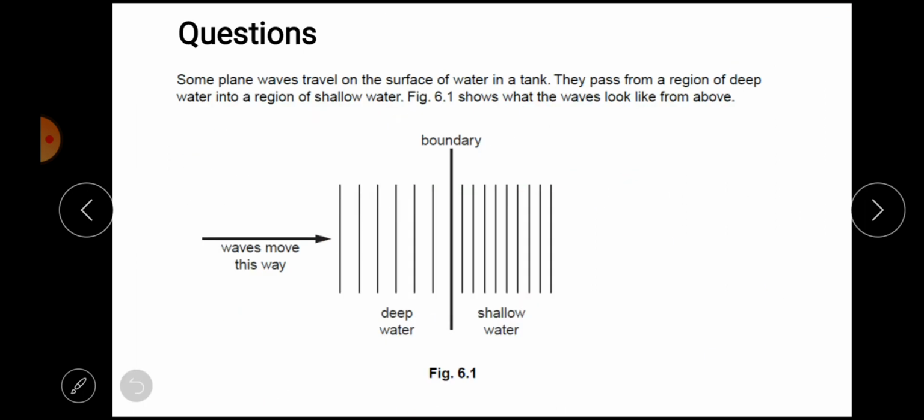All right, so here let's look at these example questions. Some plane waves travel on a surface of water in a tank.